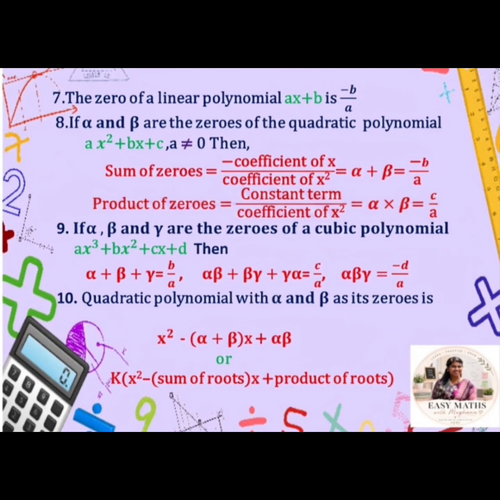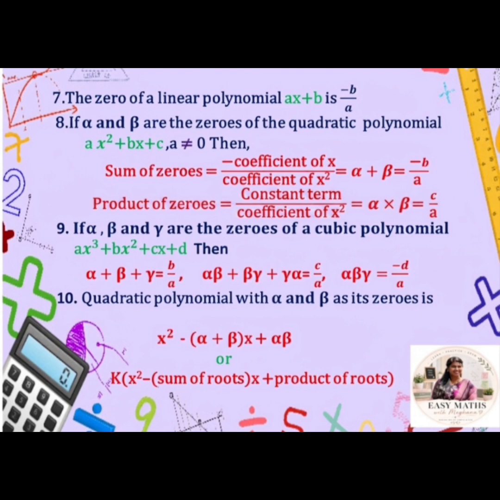To find the zero of the linear polynomial ax plus b, we use minus b by a. If alpha and beta are the zeros of the quadratic polynomial, that is ax square plus bx plus c, if a is not equal to 0, then sum of the zeros can be calculated by the help of the formula alpha plus beta is equal to minus b by a. What is minus b and a here? Minus coefficient of x. So in ax square plus bx plus c, the coefficient of x is b, coefficient of x square is a. So I can write alpha plus beta is equal to minus b by a.